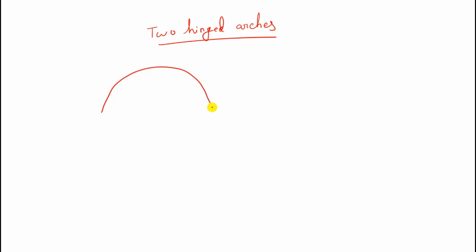Today we shall discuss the two hinge arch. In the two hinge arch, we have supports at only two ends, and we don't have any hinge portion in the crown. So this is a two hinge arch, and the support condition may be hinged or fixed, whatever it is.